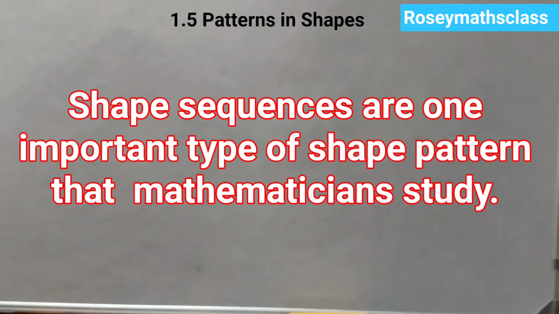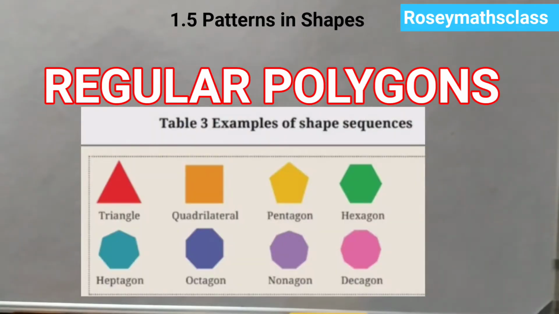Shape sequences are one important type of shape pattern that mathematicians study, and there's a table 3 given which shows a few key shape sequences that we are going to discuss today. The first one is regular polygons. Regular means all the sides are of equal length and even the angles are of equal measure.